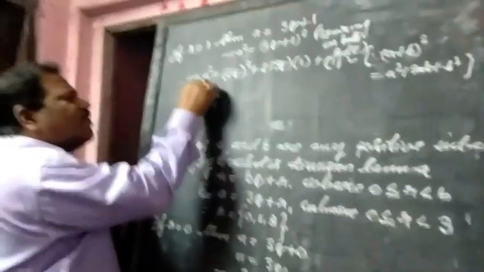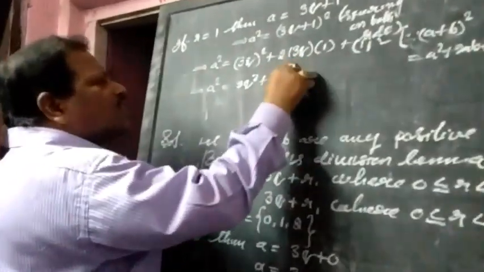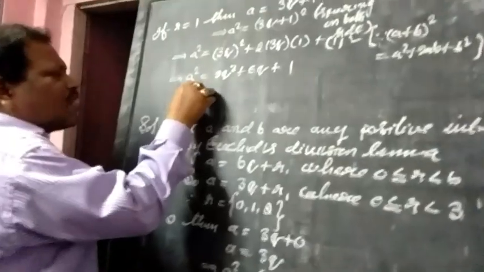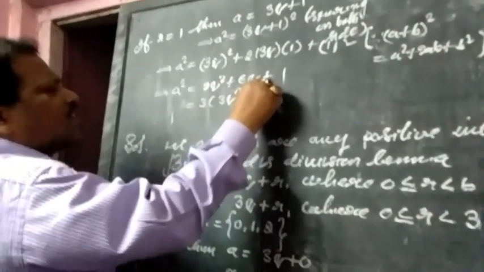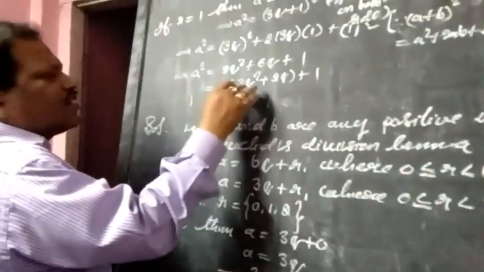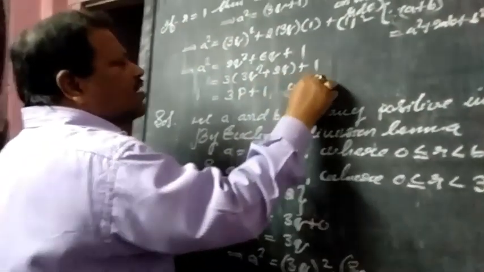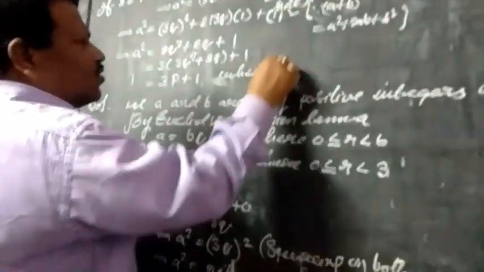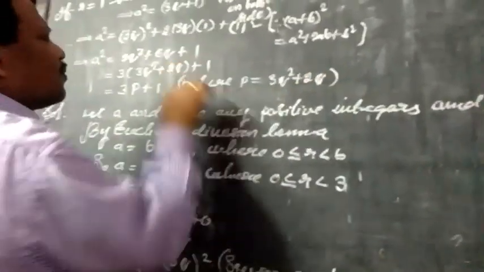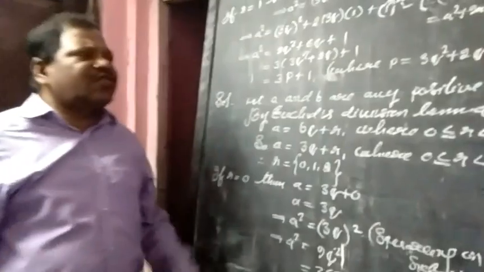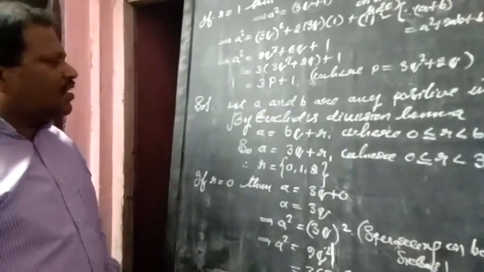That implies A square is equal to 9Q square plus 6Q plus 1. From the first two terms you have to take out 3: 3 times (3Q square plus 2Q) plus 1. Taking the total term as P, we get 3P plus 1, where P is equal to 3Q square plus 2Q, which belongs to the integers. So in the second case you write 3P plus 1. There is another case also.